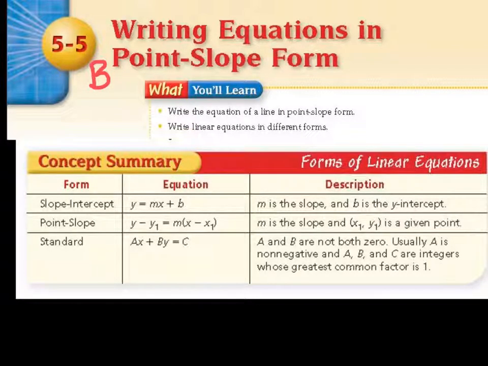Slope-intercept form, we write the equation y equals mx plus b, where m is the slope and b is the y-intercept. Point-slope form, y minus y sub 1, the y part of our point, equals m, the slope, times x minus x sub 1, the x part of our point given. Standard form, we've had for a while now, ax plus by equals c, where a and b are not both 0, a is positive, and the greatest common factor of a, b, and c is 1.